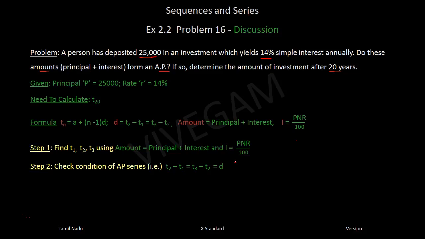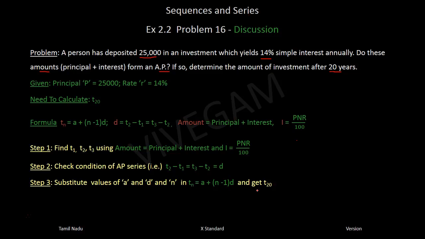What will be the amount after 2 years? That will be P plus 2I. Then after the third year, it will be P plus 3I, because I is PNR by 100, right? Only thing is that N is changing. End of 1 year it will be PR by 100, which is I. When you put N equals 2, it will be twice, 2I. When you put 3, it will become 3I. It goes on. Then you check whether it forms a series. Once you know the value of A and the value of D, substitute that in this equation and get the value of T20.